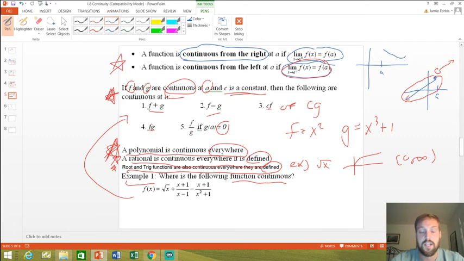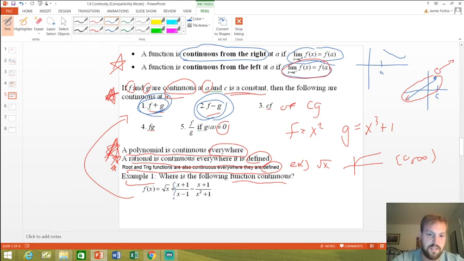It looks like a whole mess of things, and it wants to know where the following is continuous. And it's a lot. Well, based on rule number 1 here, if I have three functions being added and subtracted together, and I can figure out where each of them is continuous, then the whole function is continuous at all the numbers they have in common. If I can find the shared continuity, then that's where the entire function is continuous.